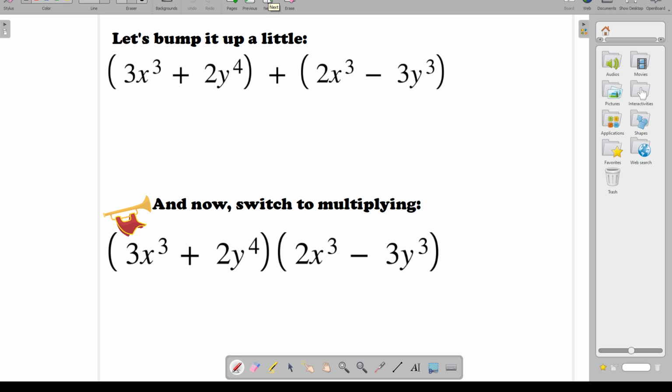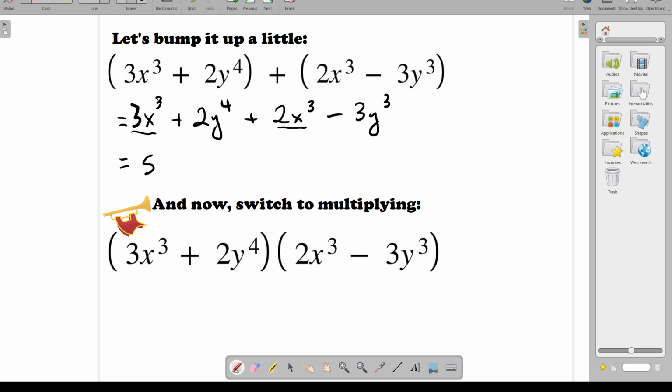Now let's step it up just a little bit. Again, we have two expressions. We are adding these expressions together. So I'm going to simply just remove the parentheses because there is nothing to distribute outside. We have a 3x cubed and a 2x cubed. That's going to be 5x cubed. We are adding like terms. The variable powers don't change.